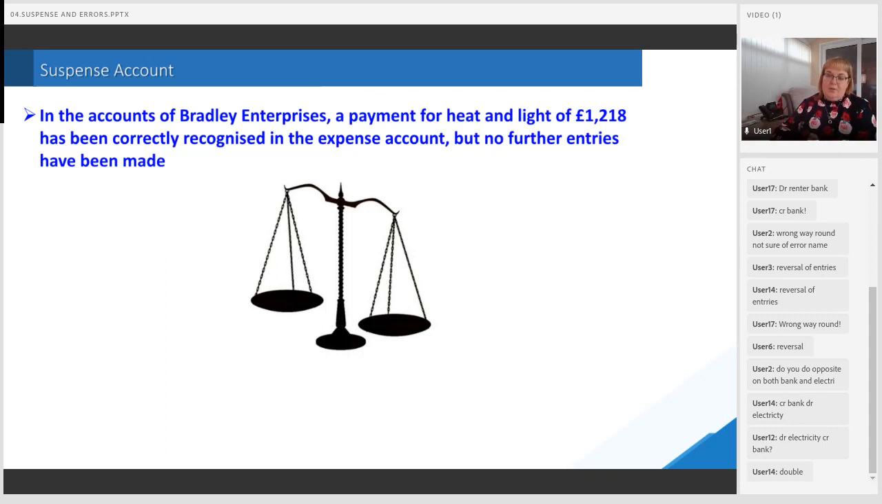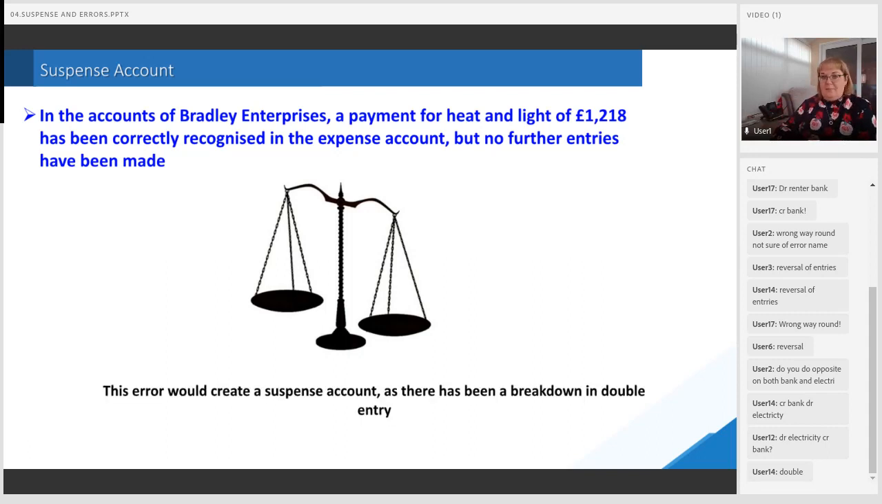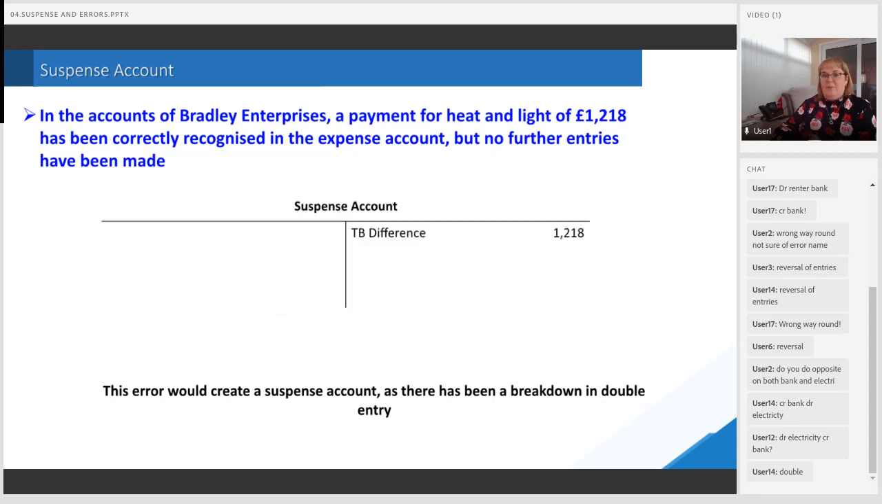So what I'll need to do is to create myself a suspense account. And that suspense account will have a credit balance of 1218. The debit has taken place, but the credit didn't go through the bank. And therefore, the credit side of my trial balance will be light, meaning I'll place temporarily a credit of 1218 in a suspense account. Okay. Now that can't stay there. It has to be removed. We know what the error is. So it says a payment for heat and light of 1218 has been correctly recognised in the expense account. No further entries were made.